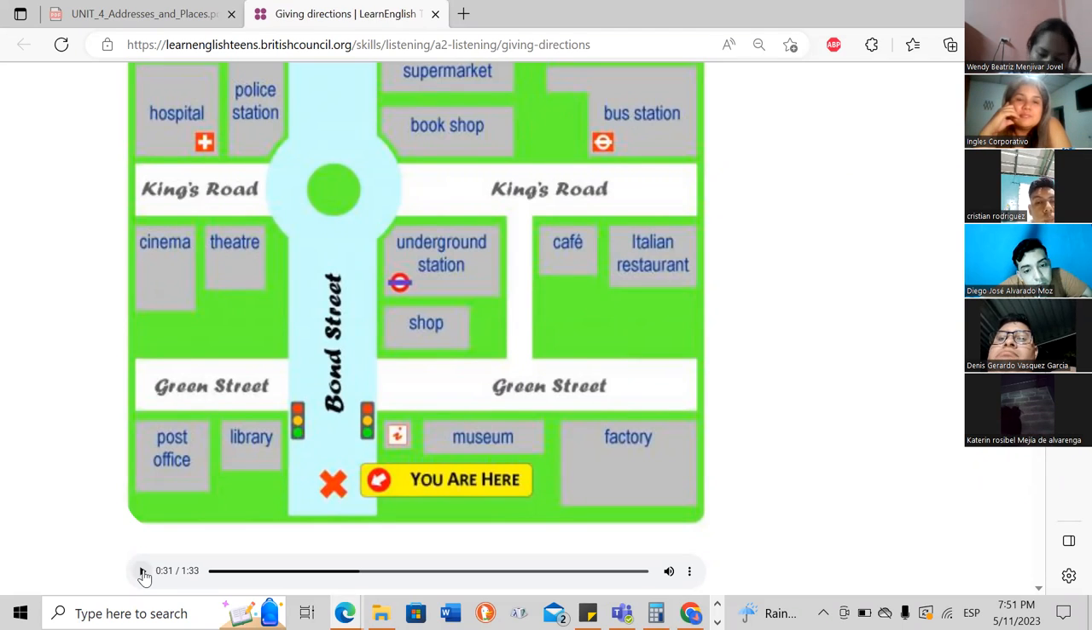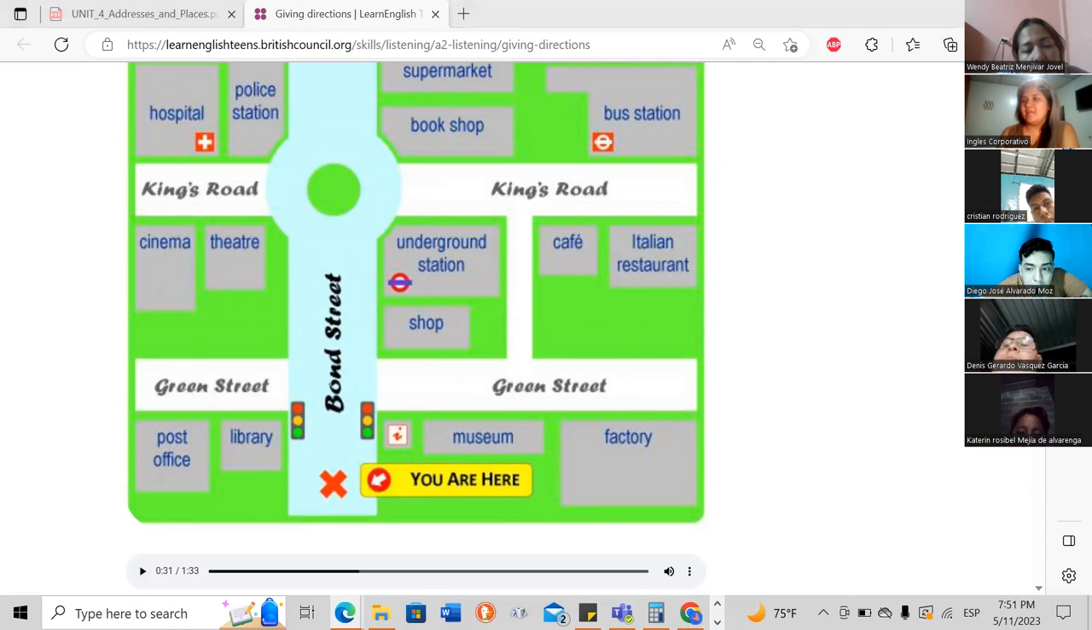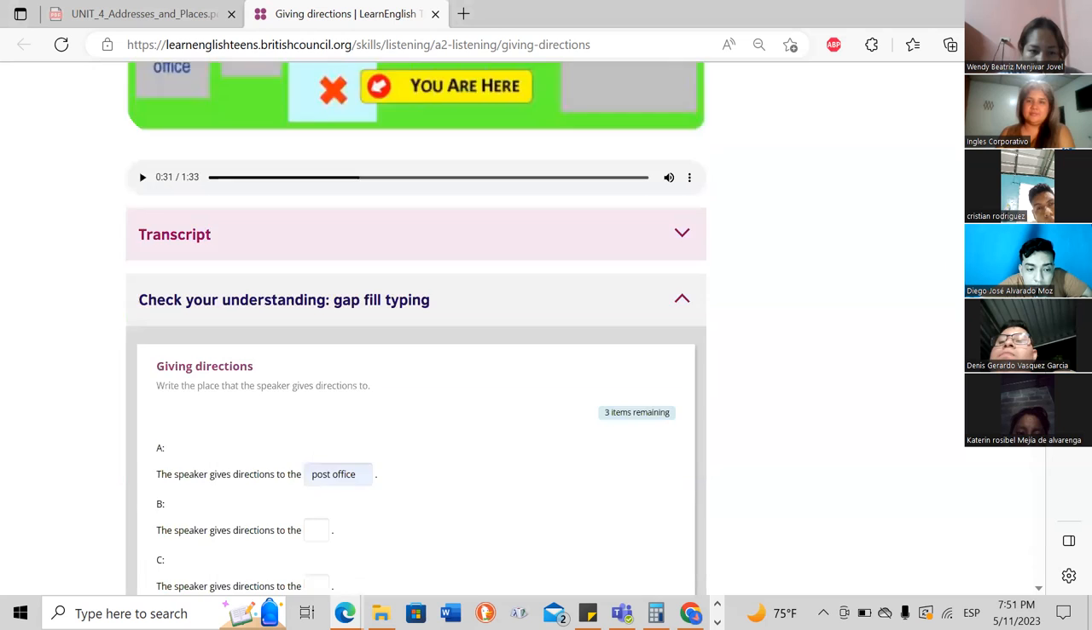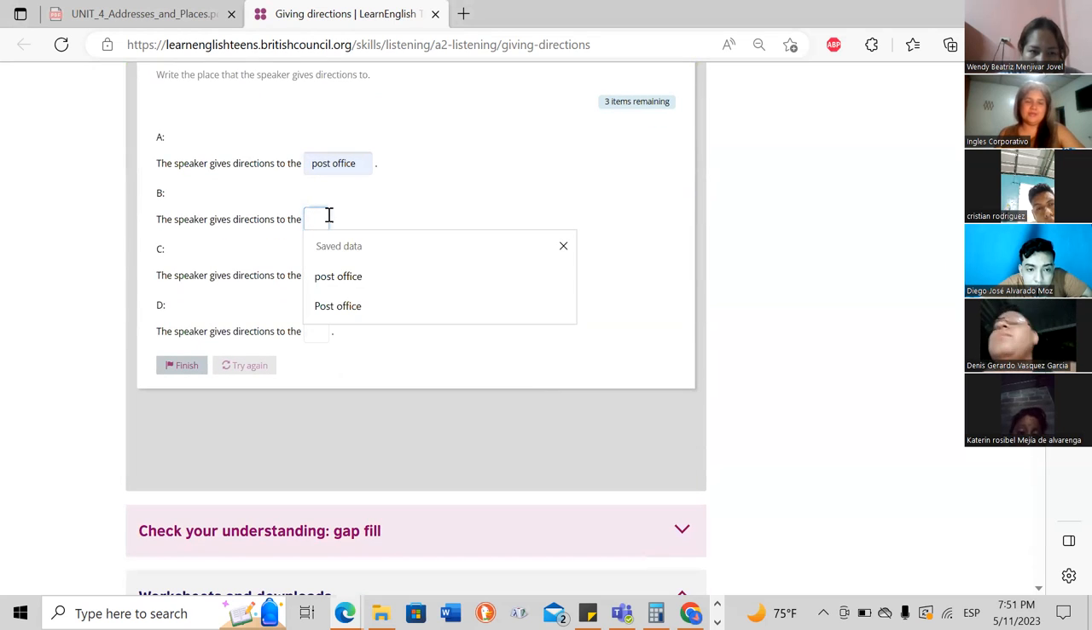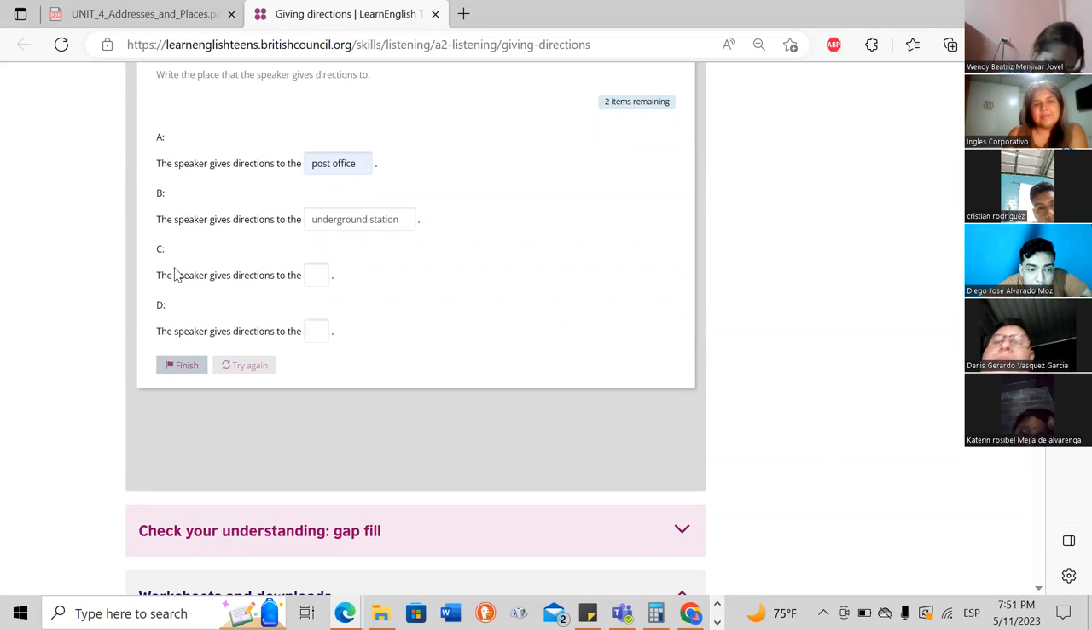Mm-hmm. Next to the shop. Underground station. Underground station. Underground station, right? That will be the letter B. Underground station. Good. Pay attention to the speaker C.